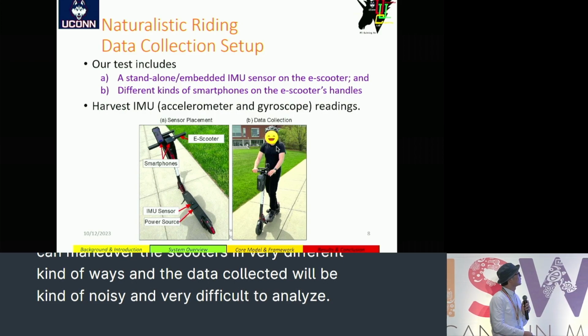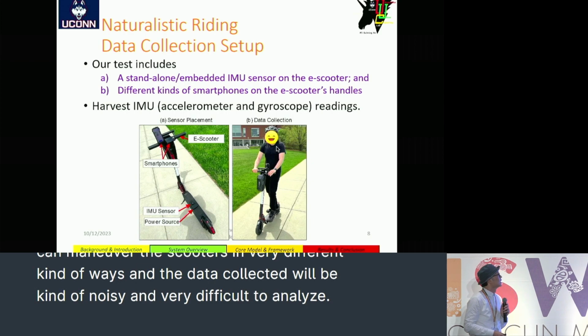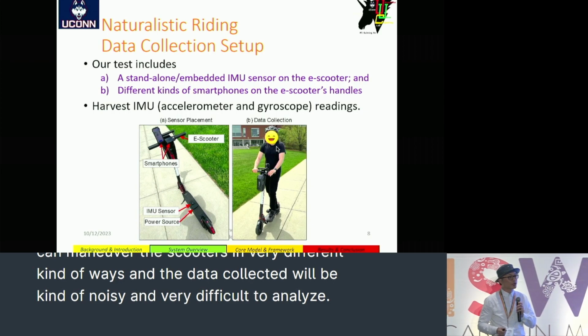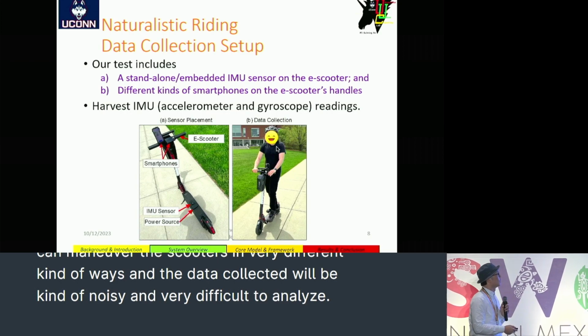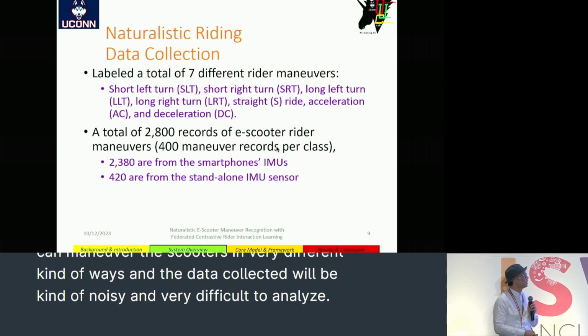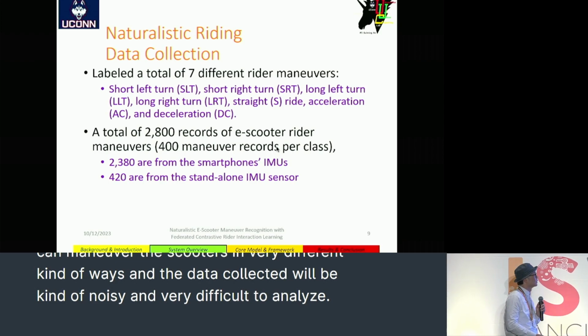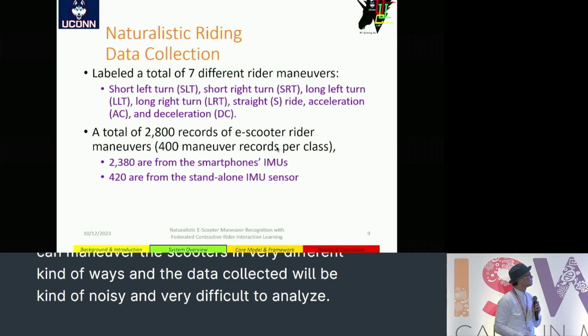So this is a quick overview of our data collection. We have conducted tests on different scooters. We collect the data using smartphones as well as standalone IMU (inertial measurement unit) sensors to capture how the riders maneuver those scooters. We have focused on maneuver classes like left turns, right turns, and other different behaviors. We have collected more than 2,000 maneuver records to study.